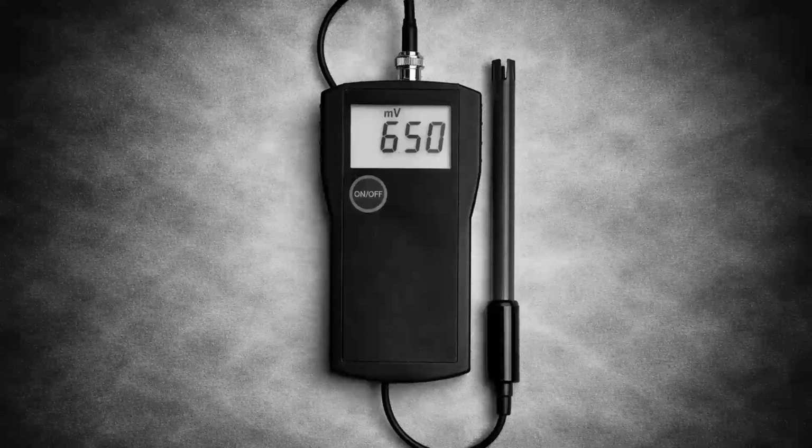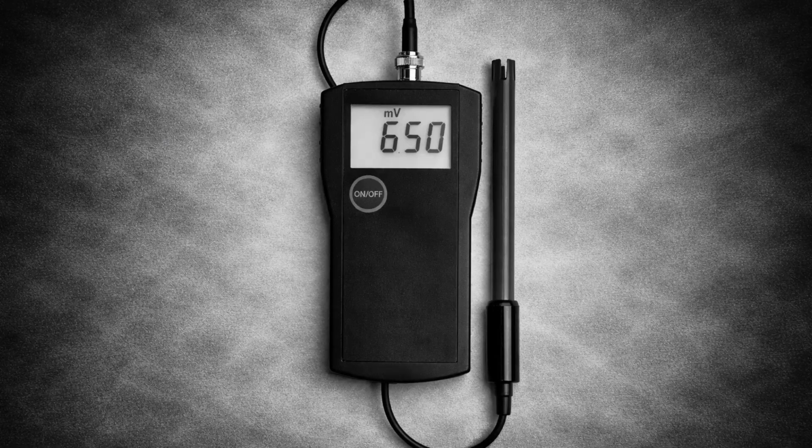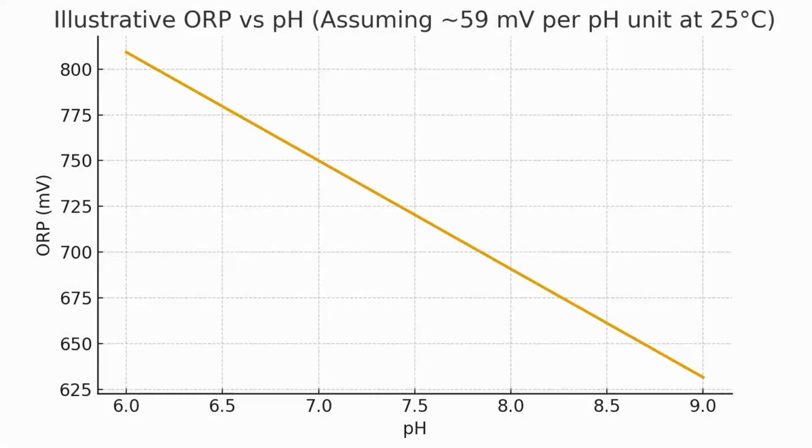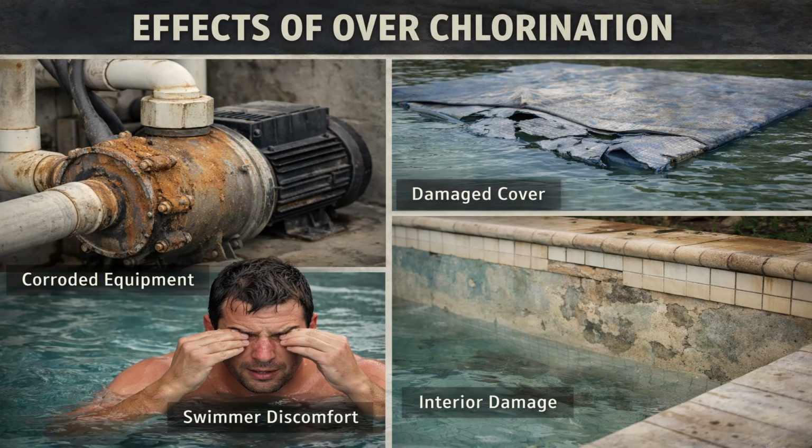Unlike Pool Lab, ORP probes only provide an approximation of the free chlorine value, and this is displayed in millivolts, which is difficult to control. ORP probes suffer interference from changing pH values. If the pH is allowed to drift upwards, the ORP probe will record a lower millivolt value and initiate a chlorine feed, resulting in an overchlorination event. Overchlorination causes equipment corrosion, damage to covers, some interiors, and swimmer discomfort. Pool Lab provides an accurate free chlorine reading regardless of the pH value.